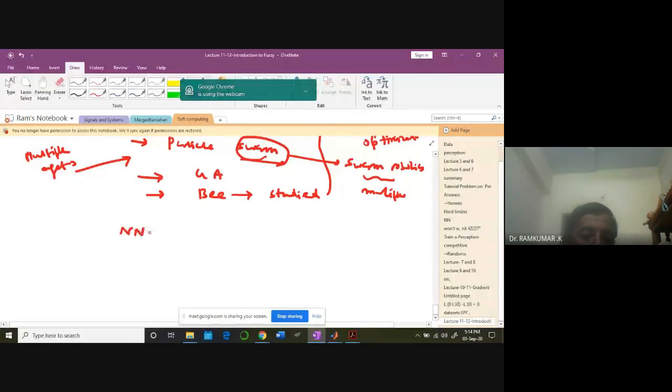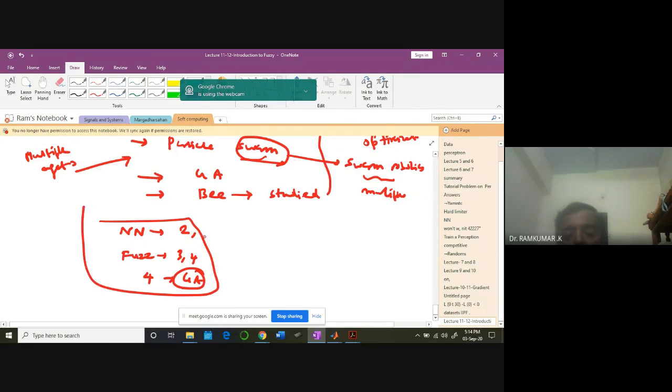So neural network is about the first 2 units. Fuzzy logic, units 3 and 4, and in unit 4 you have a little bit of genetic algorithms, evolutionary. That's our focus. I have introduced you to perceptron and one learning algorithm.